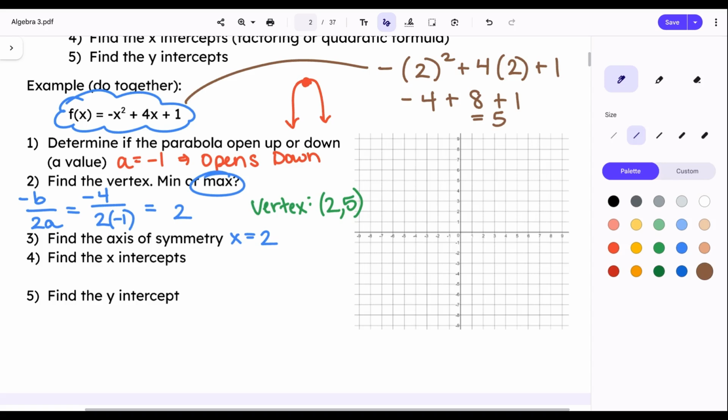I know last year, if you were in Algebra 2, you were taught how to use the tables. We use that pretty much exclusively in Algebra 2 to help speed up that process a little bit. All right, so I'm going to go ahead and graph that point, 2, 5, because I know that's my vertex. And then I'm also going to add in that axis of symmetry line straight through that point.